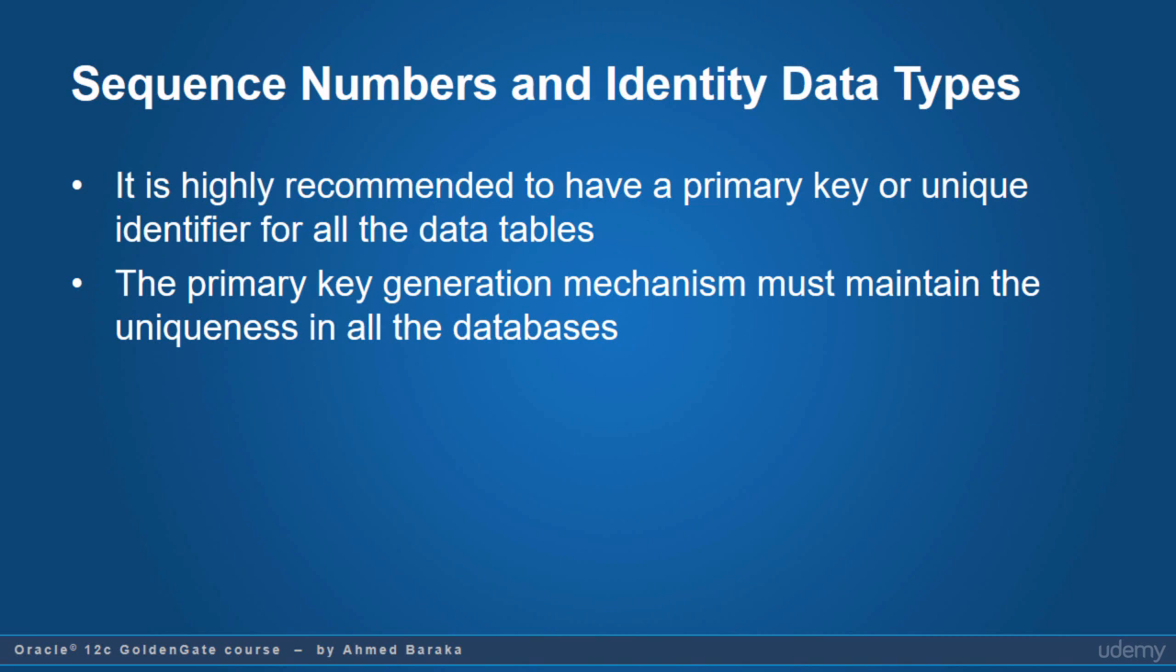The mechanism to generate the primary key values in the databases must be reviewed before you go ahead with implementing the bidirectional configuration. You need to make sure that the uniqueness is maintained in all the databases across the configuration. For example, if you are using sequences to generate primary key values, you can prefix the generated values with a number that specifies the database.